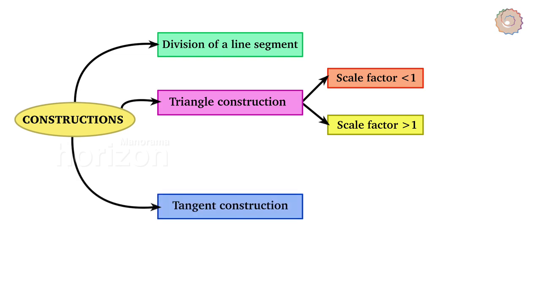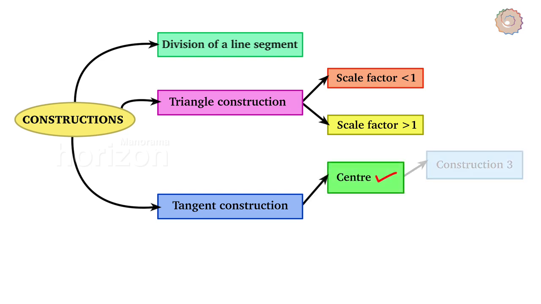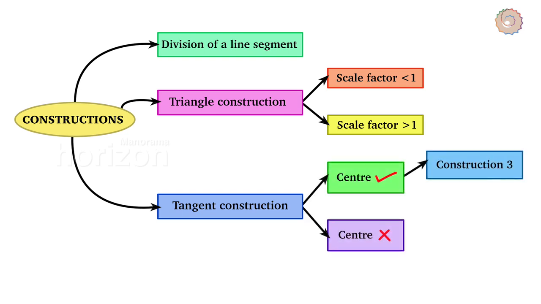Also, we have seen constructing a pair of tangents from an external point to a circle. We have seen that if the center is given, directly follow the steps of construction 3. If the center is not given, we need to find the center first by taking any two non-parallel chords and then find the point of intersection of their perpendicular bisectors, and the point of intersection of these perpendicular bisectors will give the center of the circle. Then follow the steps of construction 3.